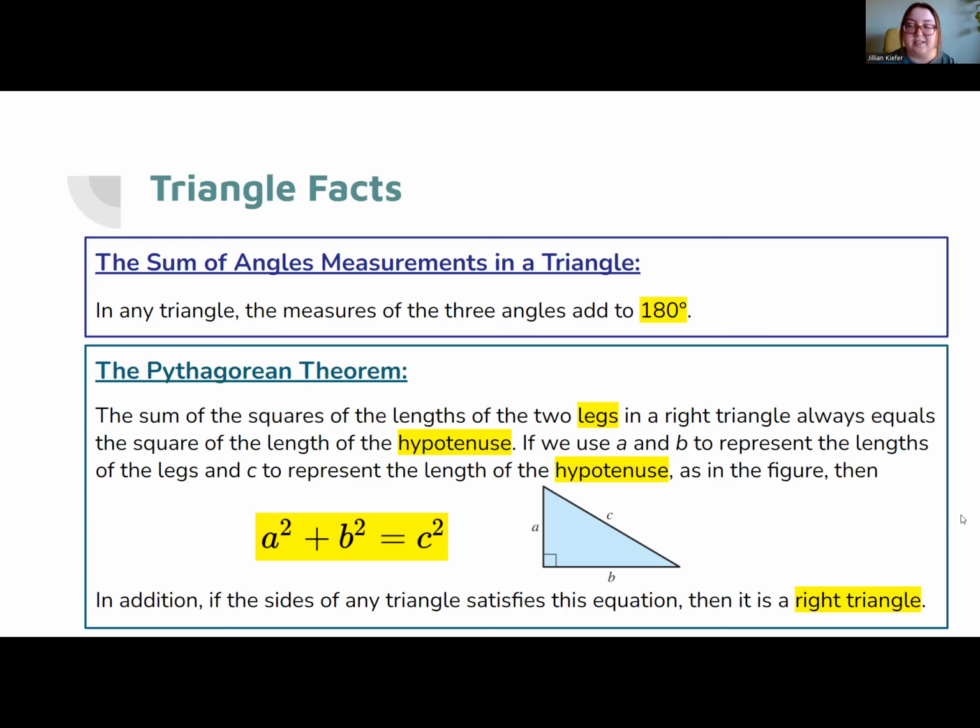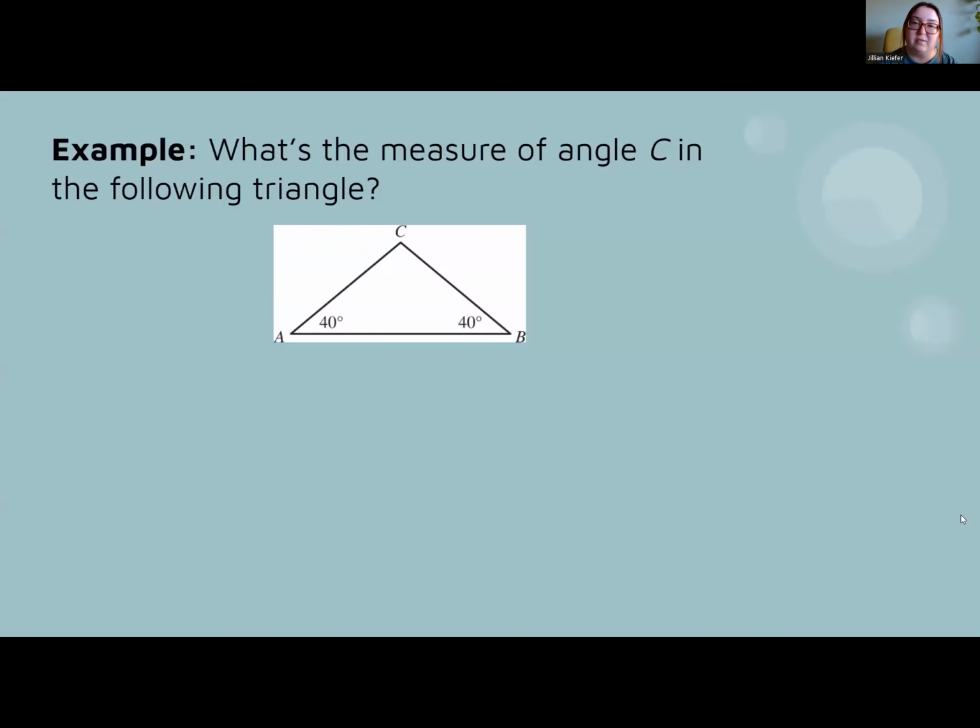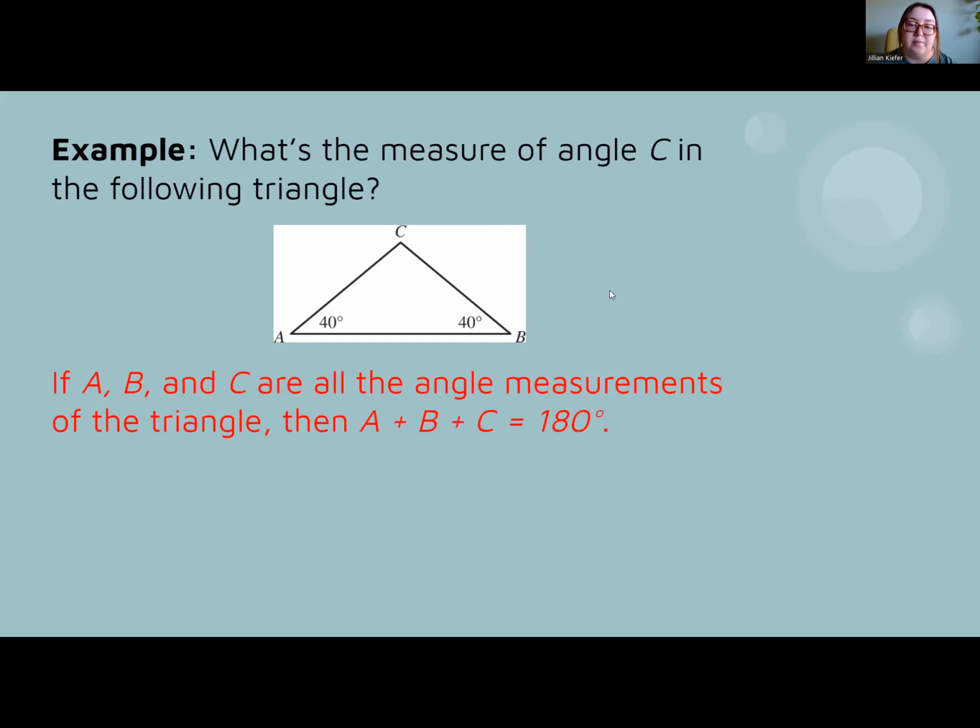So, all right. Let's go ahead and find the next example. We're going to find the measure of the angle C in the following triangle. We have our triangle here. We have A, B, and C. These inner corners here, these angles for A and B are both 40 degrees. We want to figure out what the angle is of C. There's no clear indication of any box in here, so this is not a right triangle.